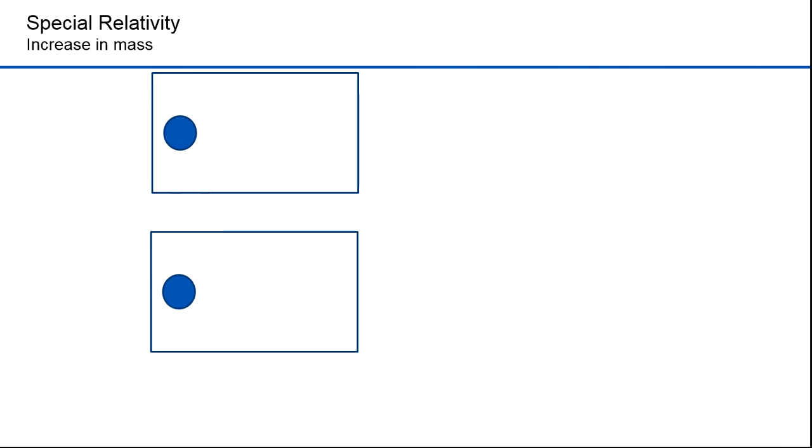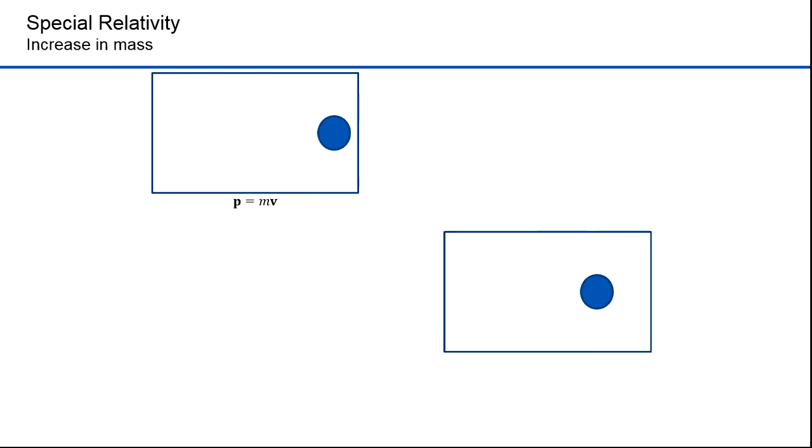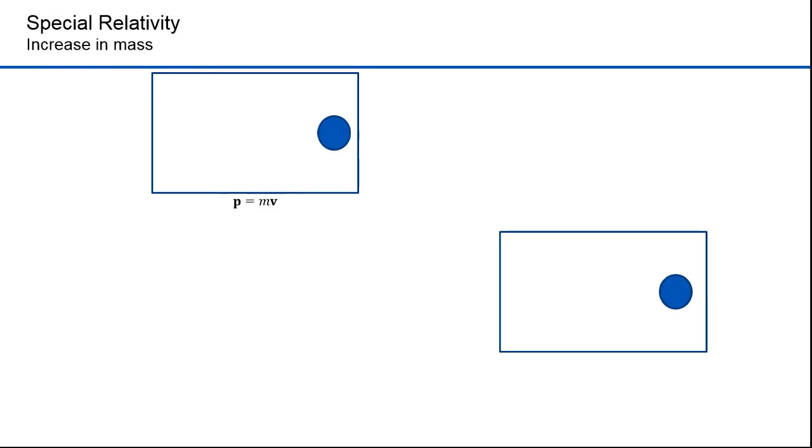There's another effect caused by relativity. Imagine a mass in motion within a frame at rest. The momentum is the mass m times the velocity v. Now imagine the same mass is in motion at the same velocity, but this time within a moving frame of reference. Since there's a time dilation within the moving frame, it takes t times gamma for the mass to achieve the same displacement. Velocity is displacement over time. If the time shifts by gamma, then the velocity shifts by 1 over gamma. The velocity we observe within the moving frame is v over gamma.